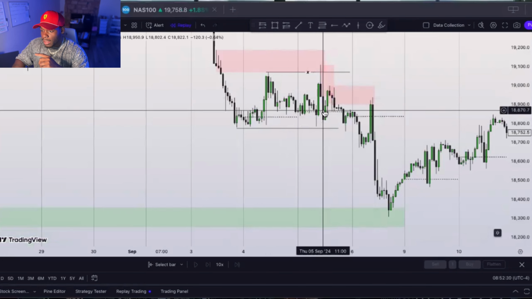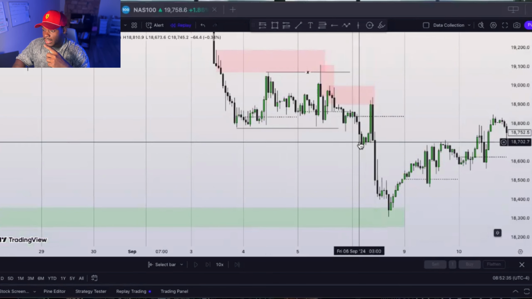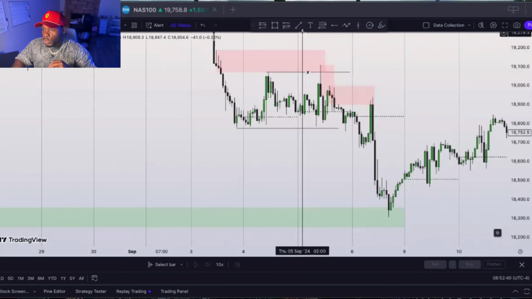We go below it, come back above it, go below it, come back above it, go below it, reject from it here, and then because we had a supply zone up here with internal liquidity on the 15-minute, we were able to take this trade.